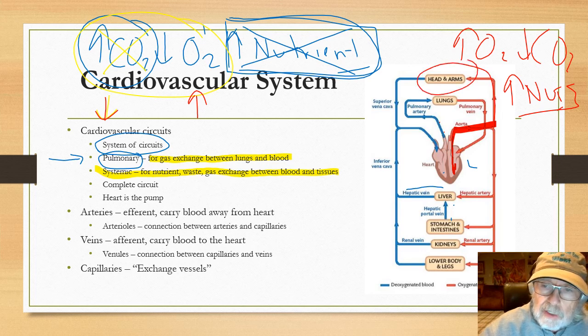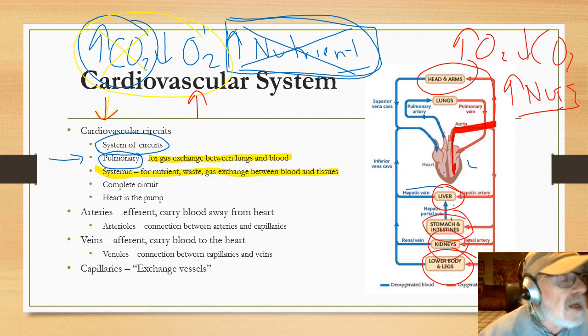It's going to go to the head and the arms. It's going to go to the lower legs and the body. It's going to go also to the liver, the stomach and intestines, the kidneys. It's going to go everywhere in the body. Actually, it even goes to the lungs. People don't recognize this, but it's true.